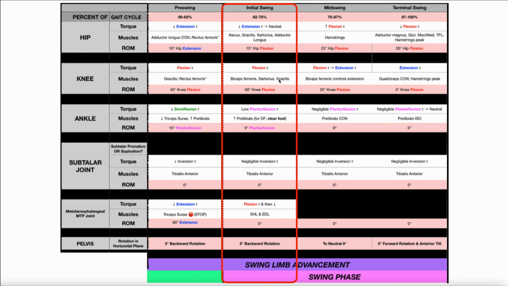Now, a large amount of the knee flexion that we get during this swing is passive. That's due to the plantar flexion that we get during pre-swing and also due to some of the hip flexion that we're getting as we're going towards initial and mid-swing. But some of the knee flexion is also active, and that's provided by these muscles right here. And what's important to know about initial swing is this is where the degree of knee flexion is the greatest. Okay, 60 degrees of knee flexion compared to 40 during pre-swing and 25 during mid-swing. So this is maximum knee flexion here.